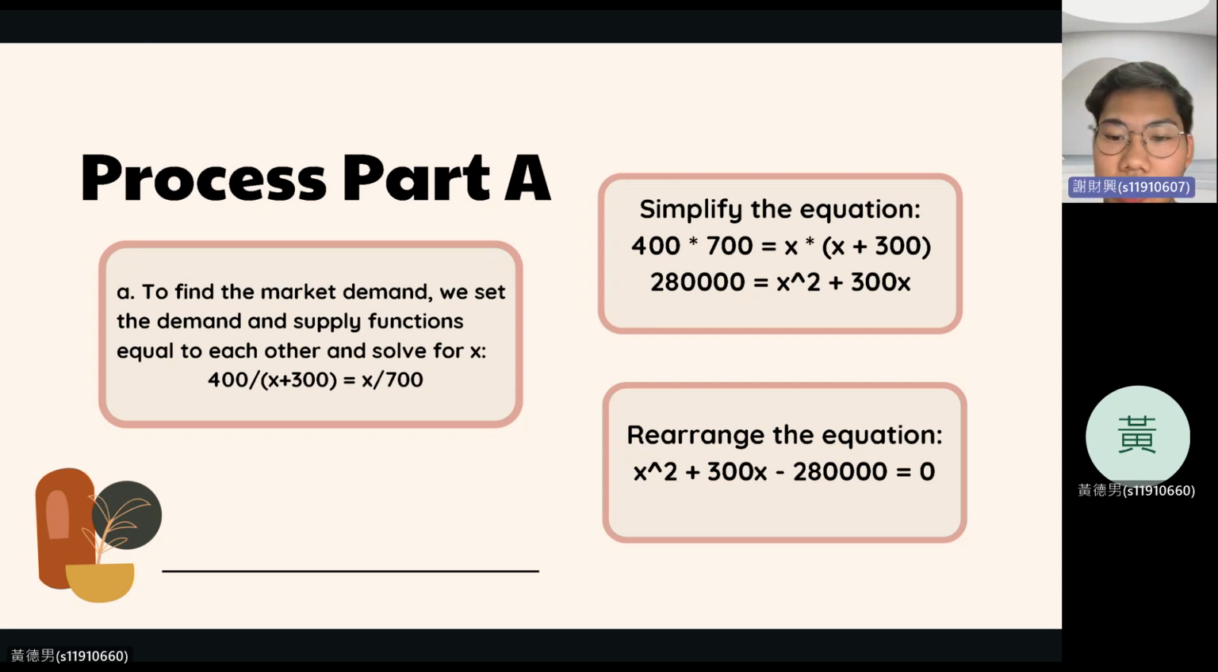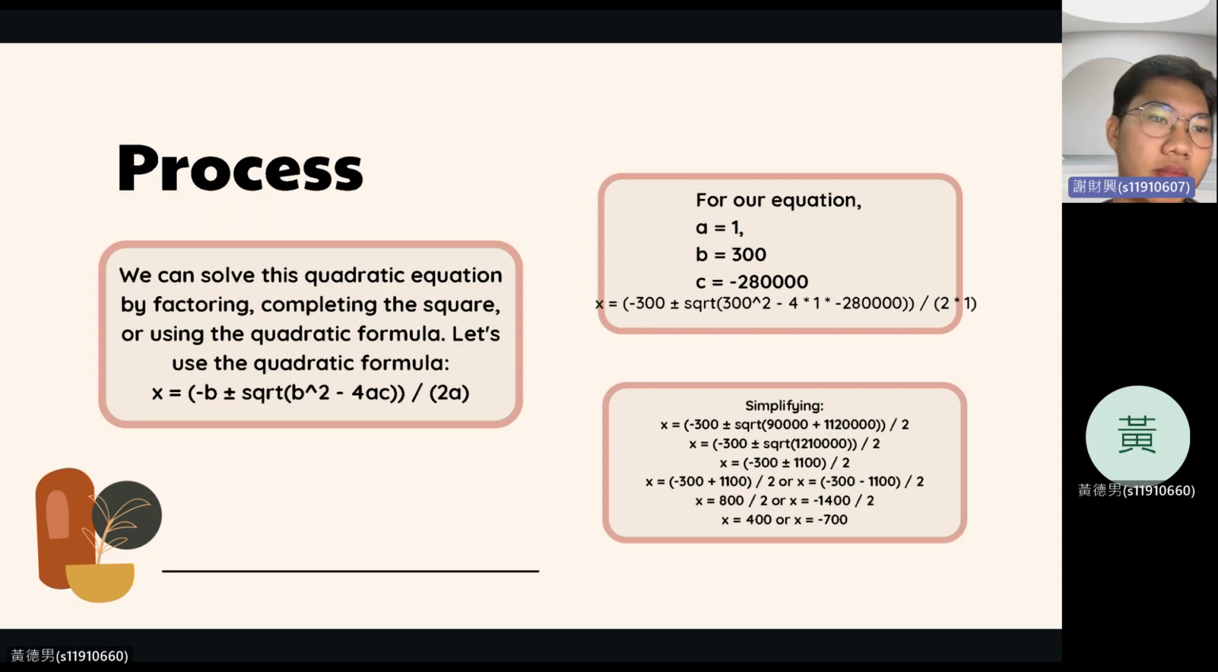From here, we need to rearrange the equation. Therefore, we get x squared plus 300x minus 280,000 equals 0. For the next step, we can solve this quadratic equation by factoring, completing the square, or using the quadratic formula. For this problem, we're going to use the quadratic formula, which is x equals minus b plus or minus the square root of b squared minus 4ac, divided by 2a. For this equation, a equals 1, b equals 300, and c equals minus 280,000. Then we substitute all of this into the quadratic formula.